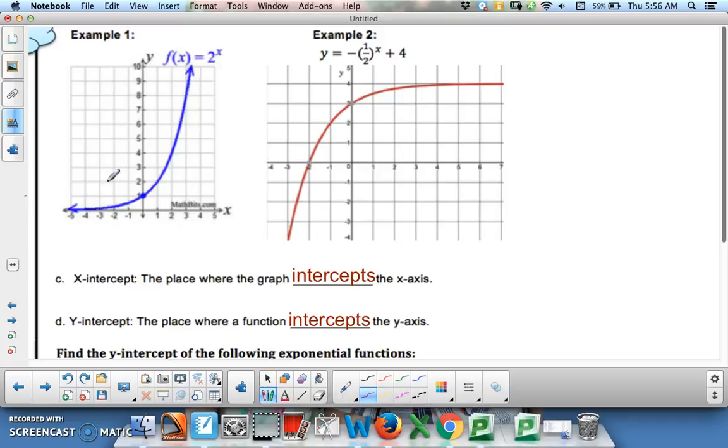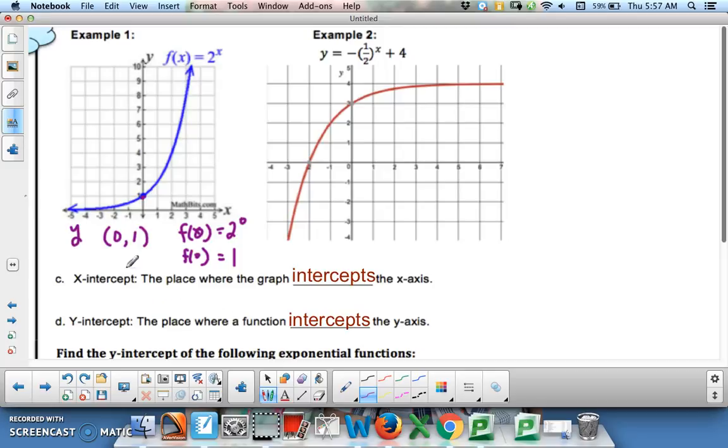The y-intercept of this example 1 is right here at 1. It is going to be the point (0, 1), because I'm not going side to side at all, so my x value is 0, and I'm going up 1. The fact that that x value is 0 is really important because if you don't have the graph, you can find this algebraically. The y-intercept is always going to be the point where x is 0, so you can just plug in f(0) = 2^0, and 2^0 equals 1. So that's algebraically why my intercept is (0, 1).